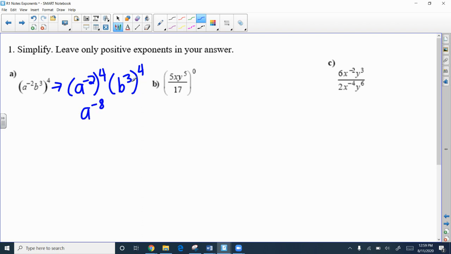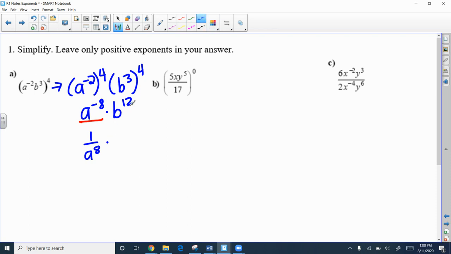And this one, b to the 3rd to the 4th, becomes b to the 12th. All right. I'm almost done, but the last thing I need to do is use the negative exponent rule. So this one has a negative exponent, a to the -8th power. One way we can think of this is we can write this as a fraction. So this would become 1 over a to the 8th power.